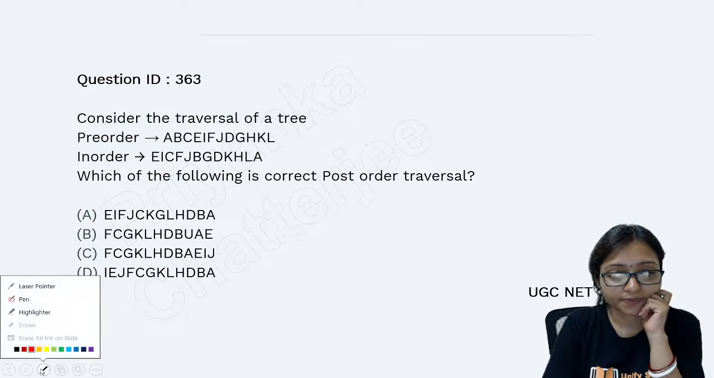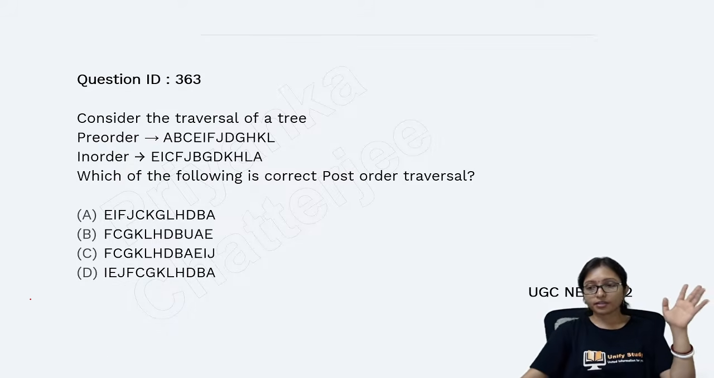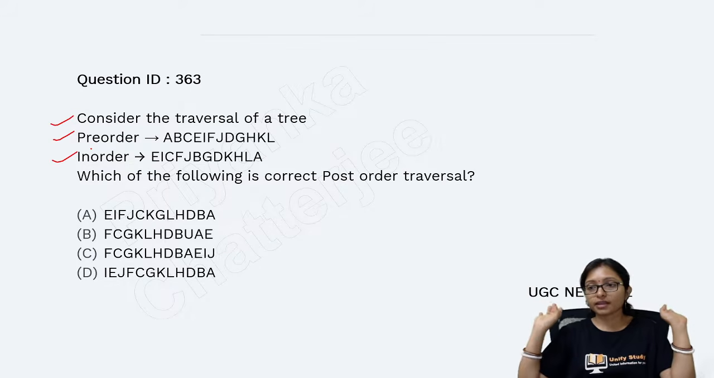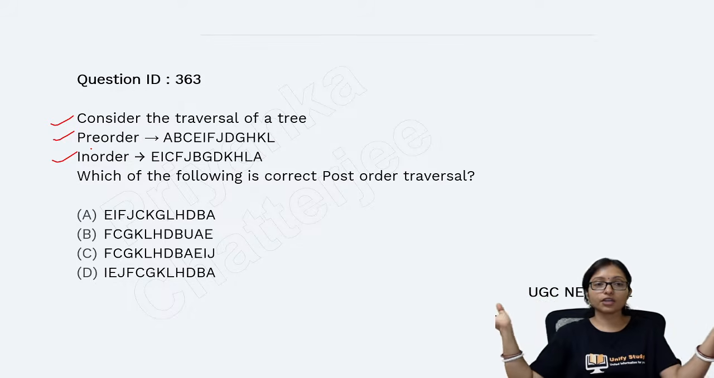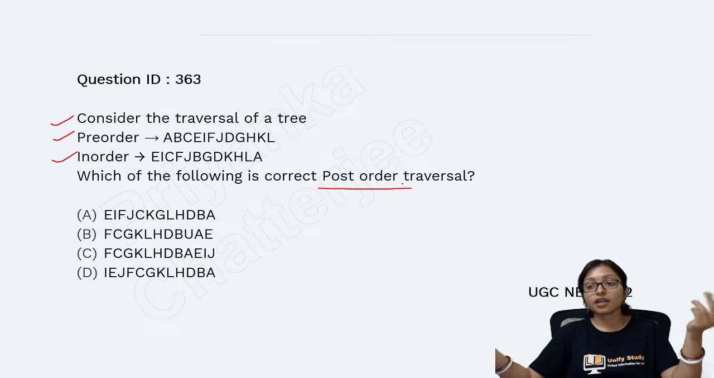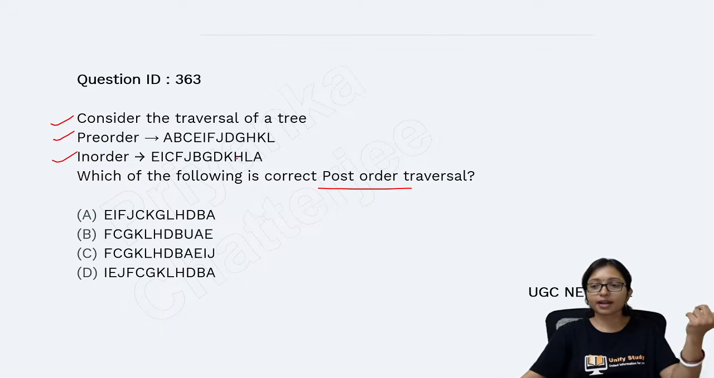In the current pattern, they will not give you the numbers. They are giving you pre-order and in-order, and from the pre-order and in-order, you have to find the post-order. Now how to do it and what will be the correct answer? This is your 2022 question, and nowadays this is a pattern. They are asking like this way.